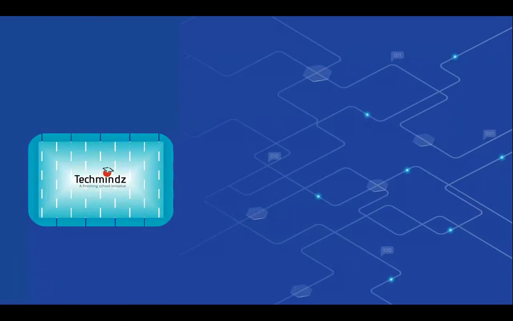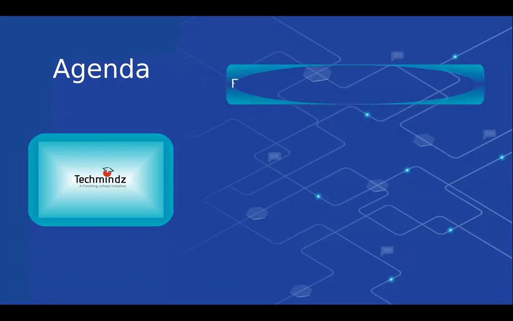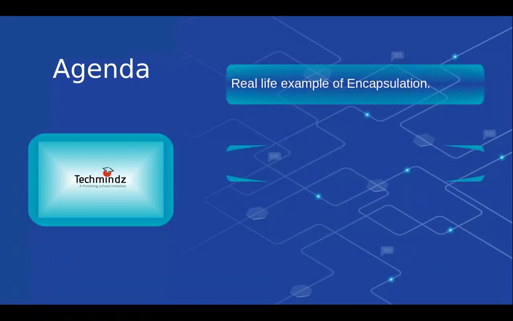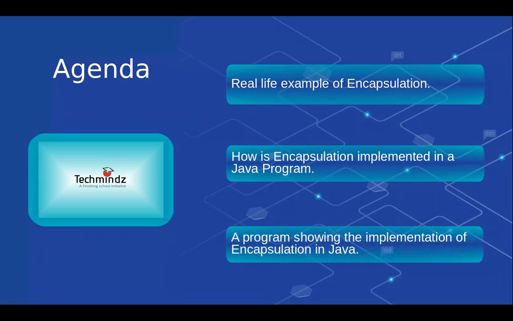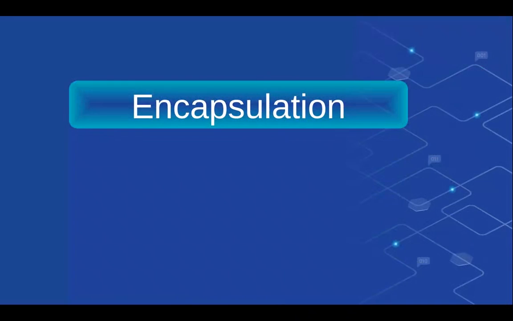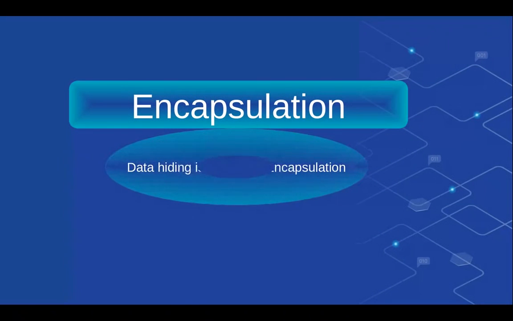So the agenda for today's session is a real life example of encapsulation, how encapsulation is implemented in a Java program, and a program showing the implementation of encapsulation in Java. So let's begin with encapsulation. So what is encapsulation? Data hiding is known as encapsulation. To be very apt, encapsulation means nothing but data hiding.